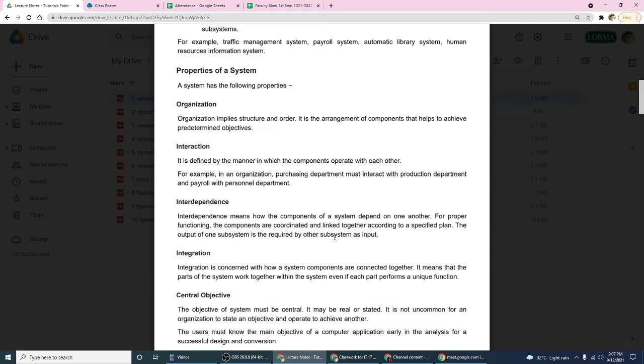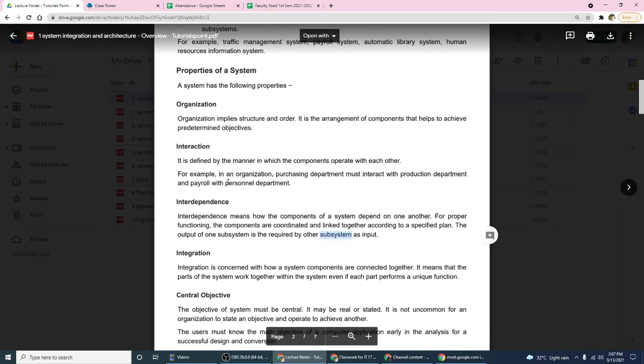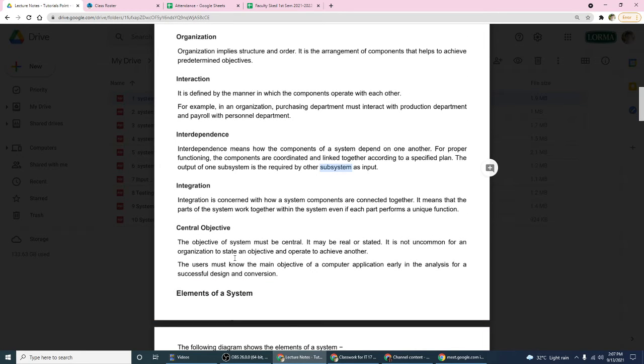What are examples of subsystems? For example, the enrollment system has subsystems, such as the assessment system, the ID system, the library system, and the cashiering for the cashier, and so on. So we have subsystems for the big system. And then we have the integration. Integration is concerned with how a system's components are connected together. It means that the parts of the system work together within the system, even if each part performs a unique function.